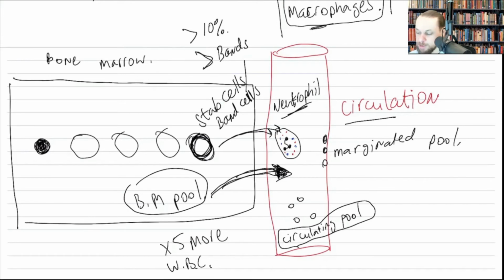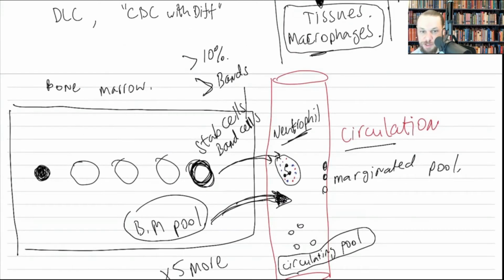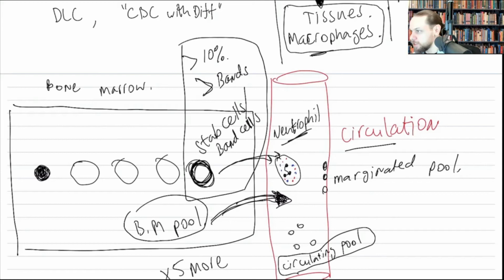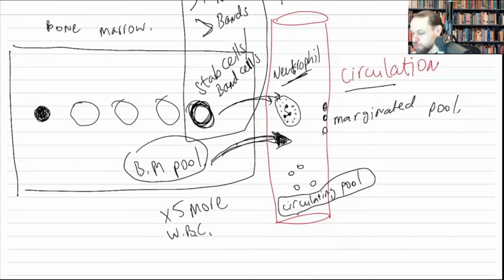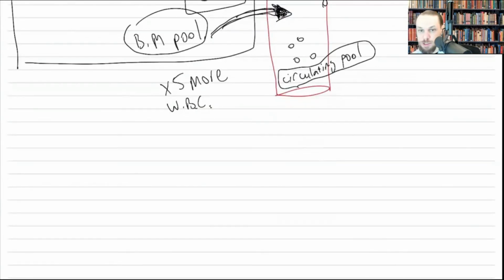And when we do a CBC with differential, we can measure these band cells or stab cells, which are immature cells in this condition. So that is important to know. Any questions about that?